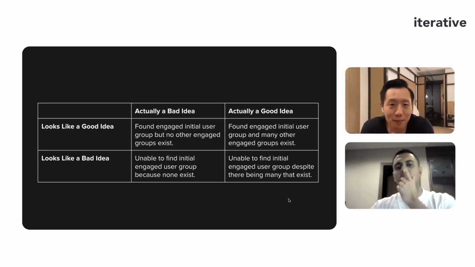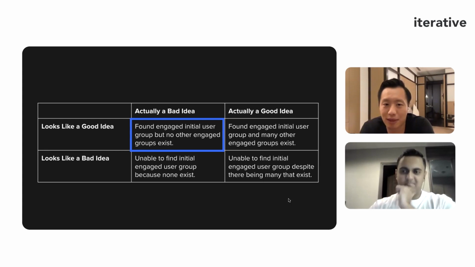Now, obviously, if something looks like a good idea and is actually a good idea, fantastic, great. If something looks like a bad idea and is actually a bad idea, then also great. So these are what true positives and true negatives are, in that parlance. And what you want to be mindful of is false positives and false negatives, right? What do they practically look like though?